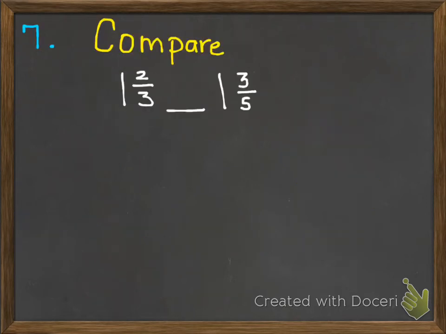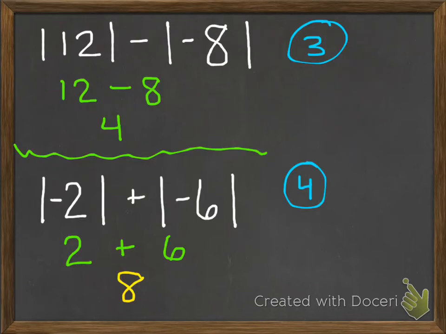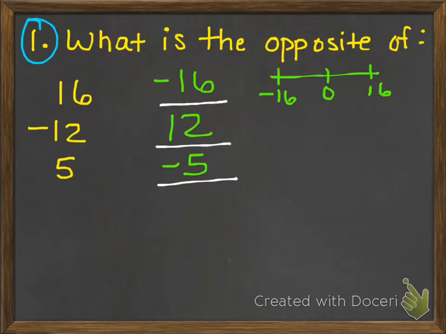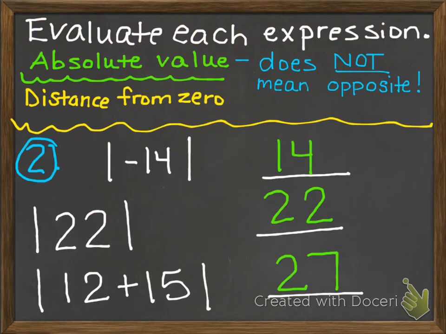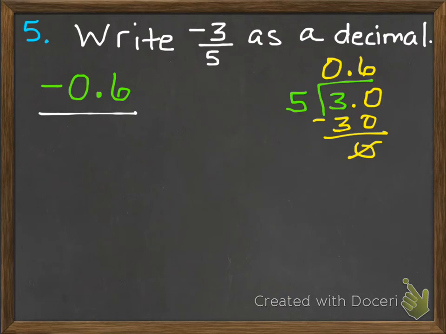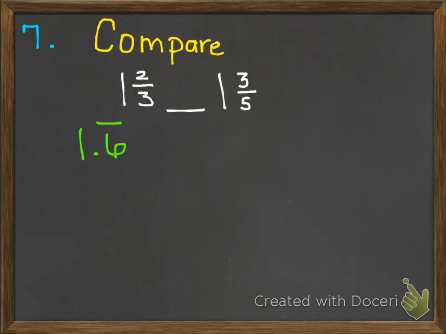So now you have the problem for number 7, compare 1 2/3 to 1 3/5. So you would need to convert both of these to a decimal. Because of the previous problem, you know that this should be 1.6 with a line over it. And because of a previous problem, I believe it's the problem that we started with. Hold on. 3/5, where's the, okay, so 3/5 was 0.6. So now we can come back and we know that that's going to be 1.6.